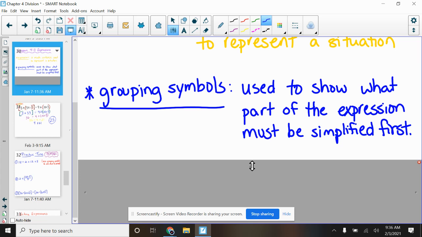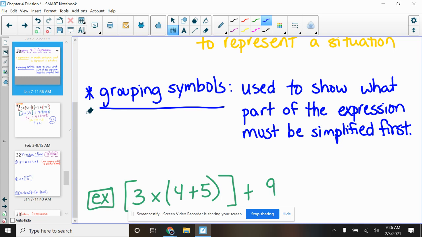Okay, so grouping symbols are used to show what part of the expression you're going to do first. And that's pretty much what we learned how to do yesterday. Anytime I drew parentheses around a section of the problem, you were creating grouping symbols. You didn't know that's what you were doing yesterday, but today you know that's what you're learning to do, okay?